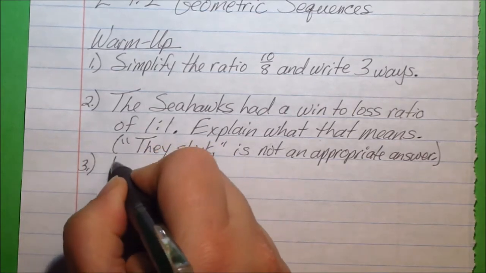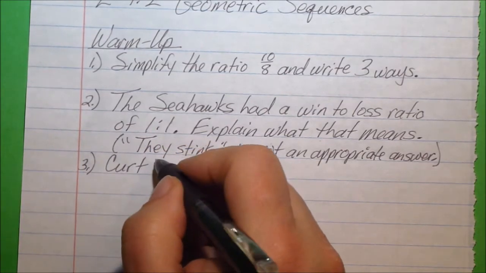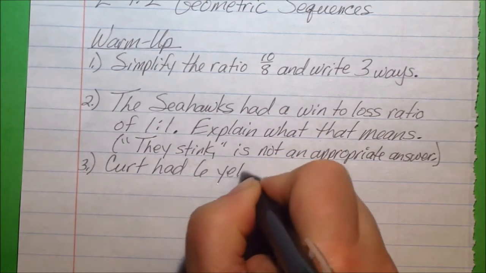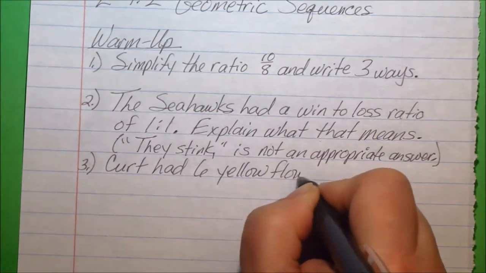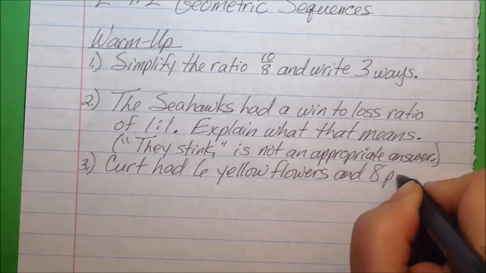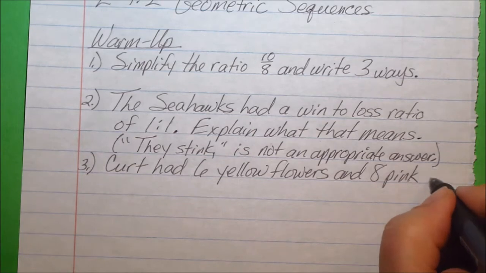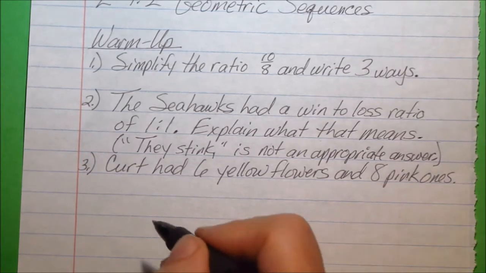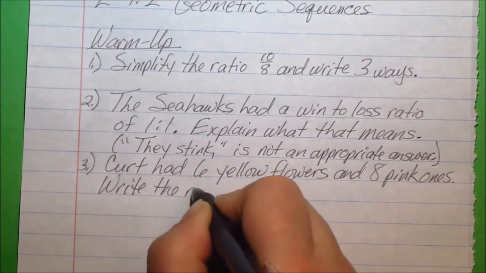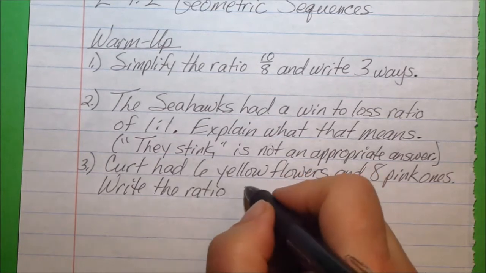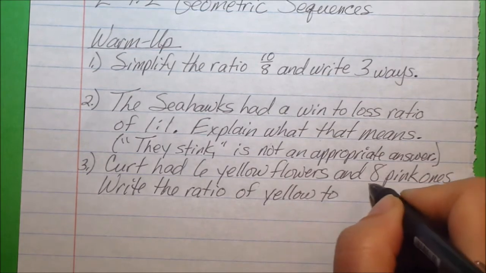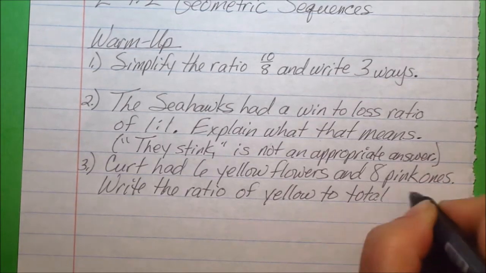Okay, so number 3 in your warm-up. Kurt had 6 yellow flowers and 8 pink ones. Write the ratio of yellow to total flowers.